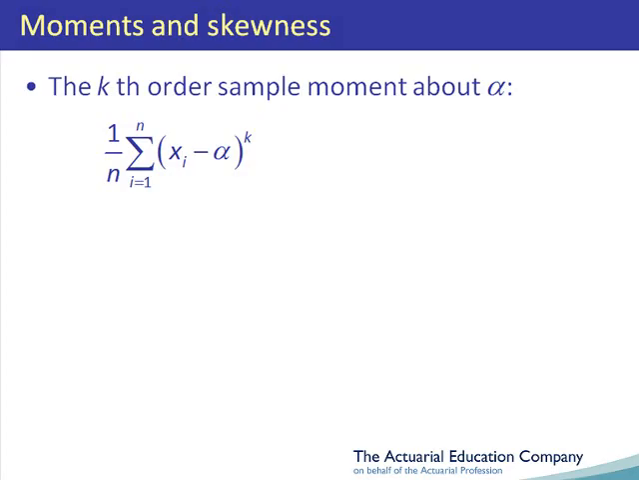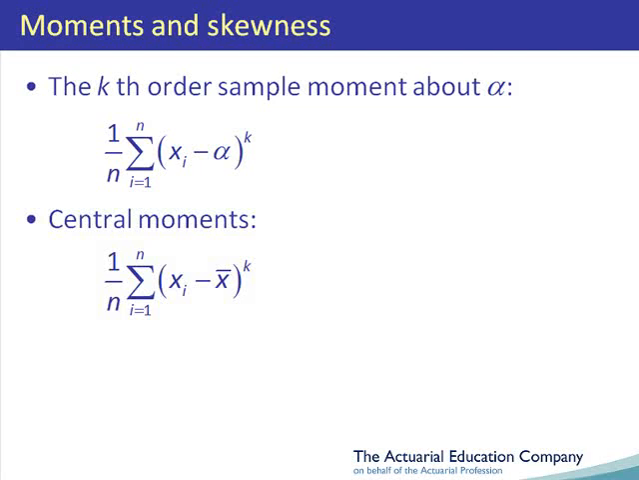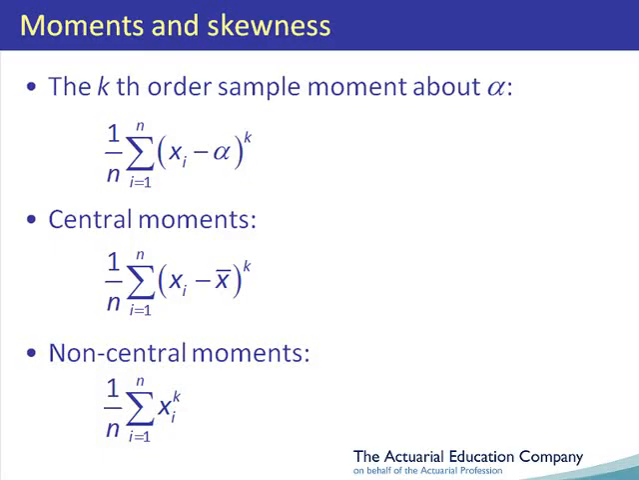We define the kth order sample moment about alpha to be the sum of the kth powers of the deviations of the sample values from alpha divided by n, the sample size. Alpha can be any number we like, although it would be unusual to need any value for alpha other than either the sample mean or 0. Moments about the sample mean are known as central moments. Moments about 0 are known as non-central moments.